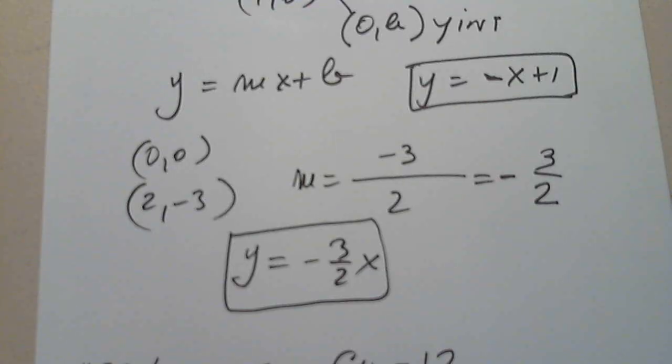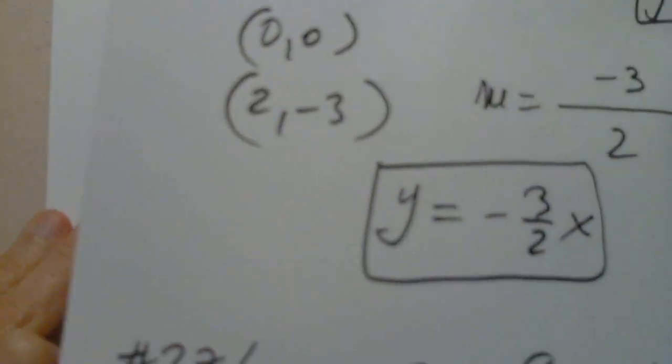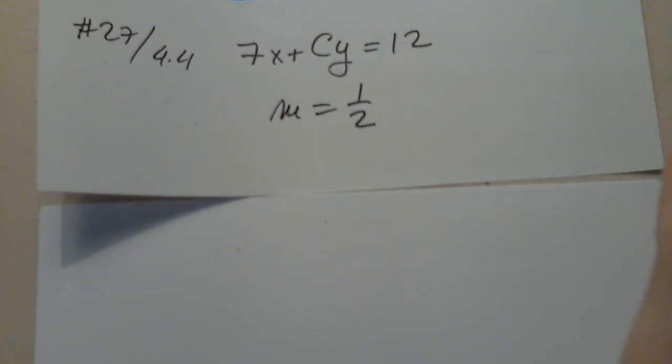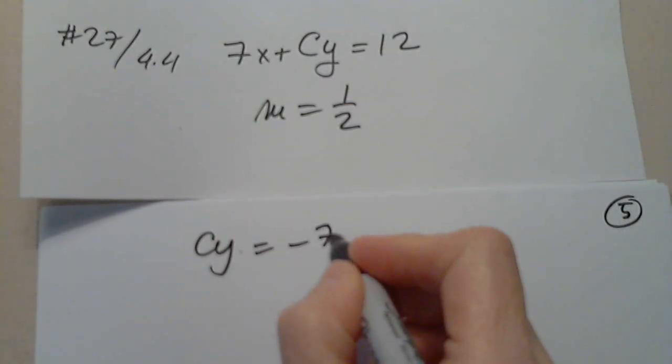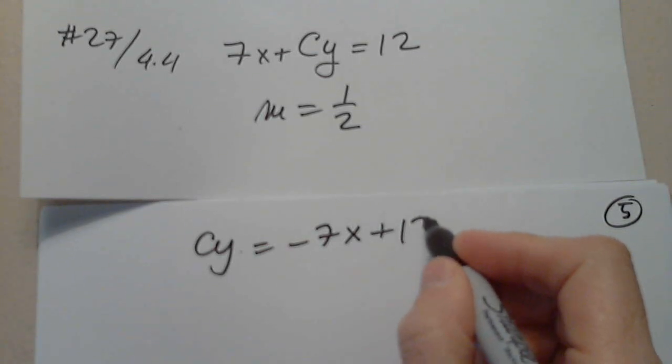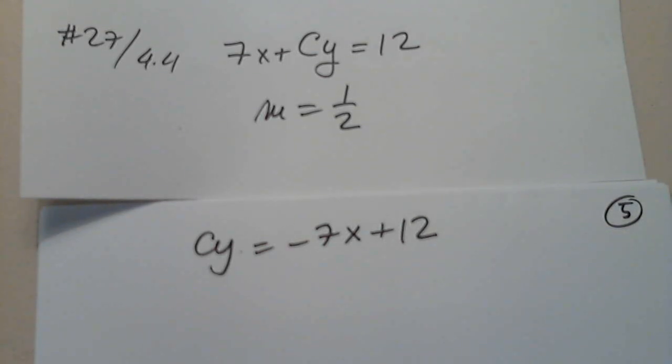Any suggestions? How do we address this issue? Minus 7x. Yes, so we have to solve for y first. That's exactly what we're going to do. So we have cy equals negative 7x plus 12. So we move 7x to the other side. Perfect. Next step.